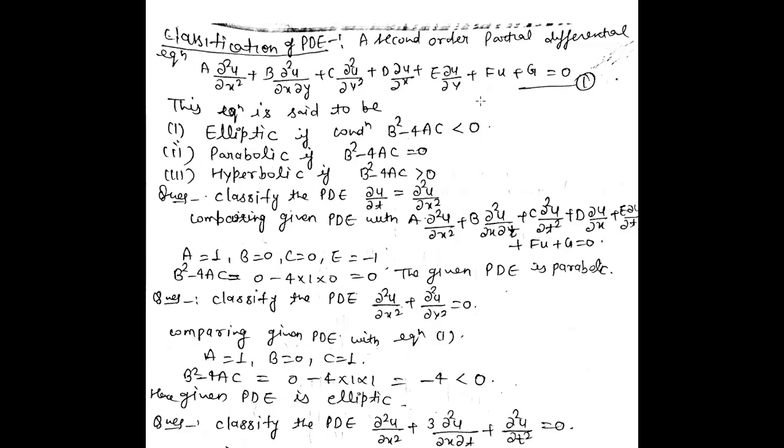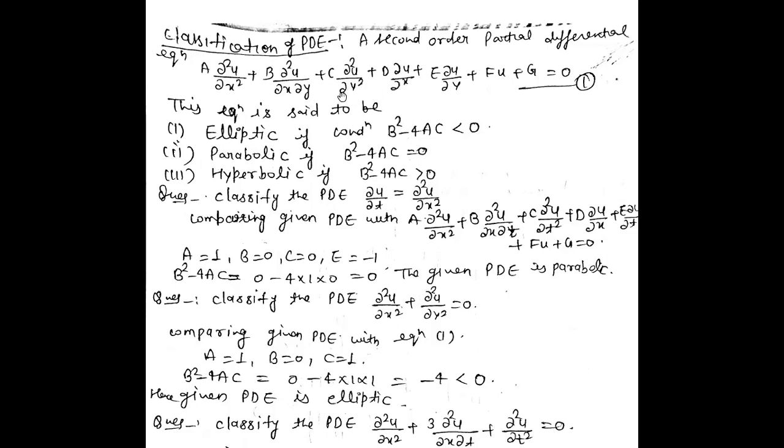into three equations, but there is a condition here. First, this is the coefficient A, this is the coefficient B, that is the coefficient of del 2u upon del x del y, and we know the notations: you can write capital R, S, T, P, Q, and U and G. So this is your equation 1. There is a condition here that this equation is said to be elliptic if b square minus 4ac is less than 0. If this condition is satisfied, then we can say that this equation is an elliptic equation.